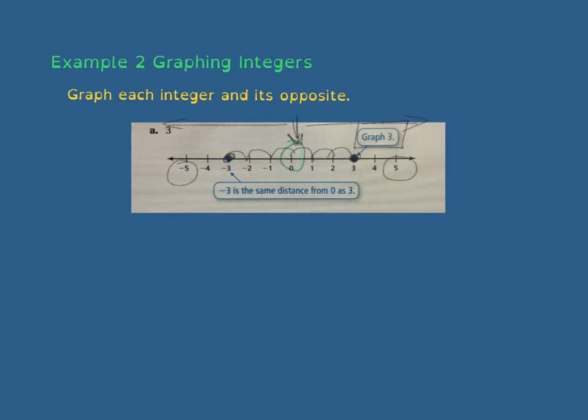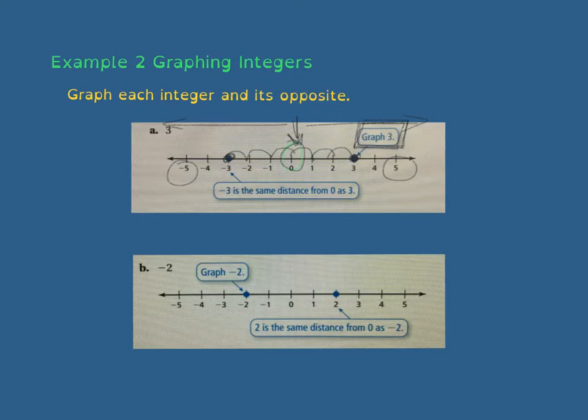So you can see all we're doing is we start with what we're graphing of 3, we graph it, and then we take from the same point at 0, the same distance from 0, we go to the negative. All right, let's look at another one. So this would be the same scenario, only this time we have negative 2 is what we're going to be starting with. So we're going to graph each integer and its opposite. So you need to pause and take some time to write out your number line.